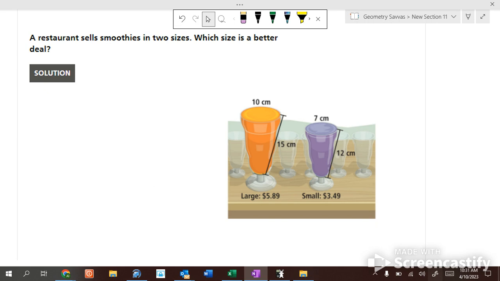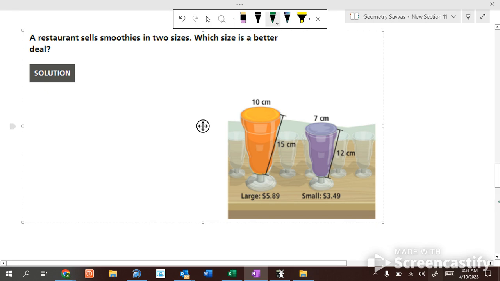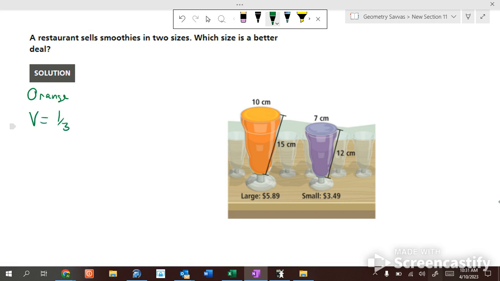What shape are these? We gotta use a cone for this. They're not exactly cones, but they're cone-like, so we're gonna use the volume of a cone. So the orange one, the volume equals 1/3 area of the base times the height. So the volume equals 1/3 pi, the radius is 5 squared.